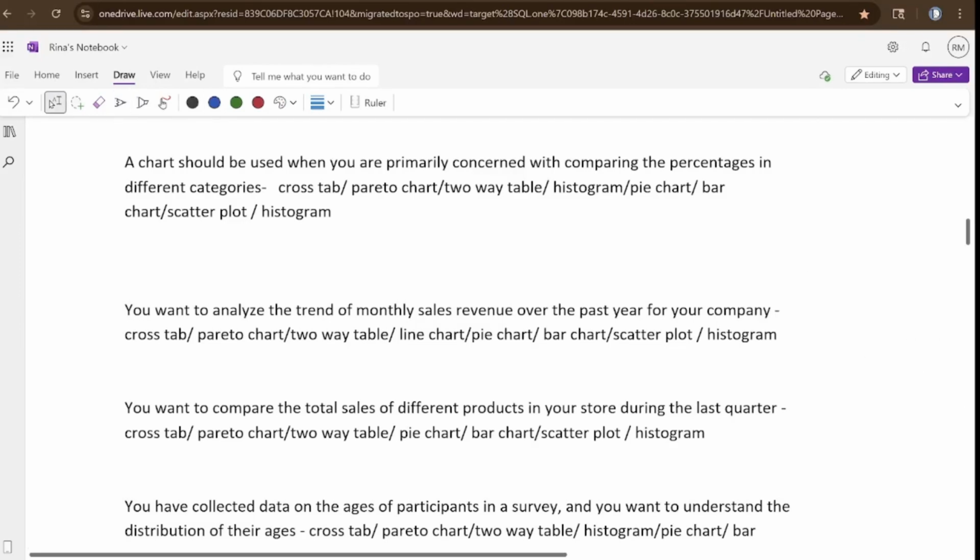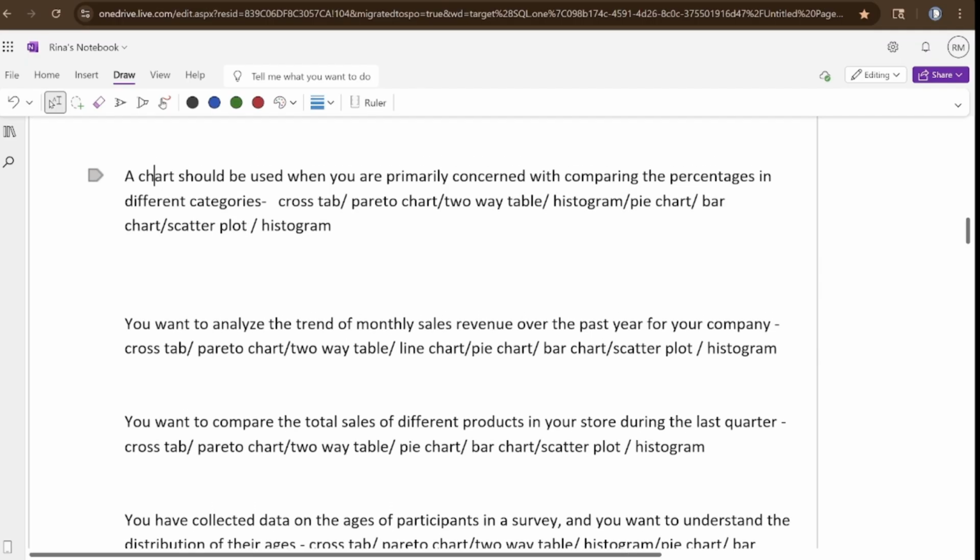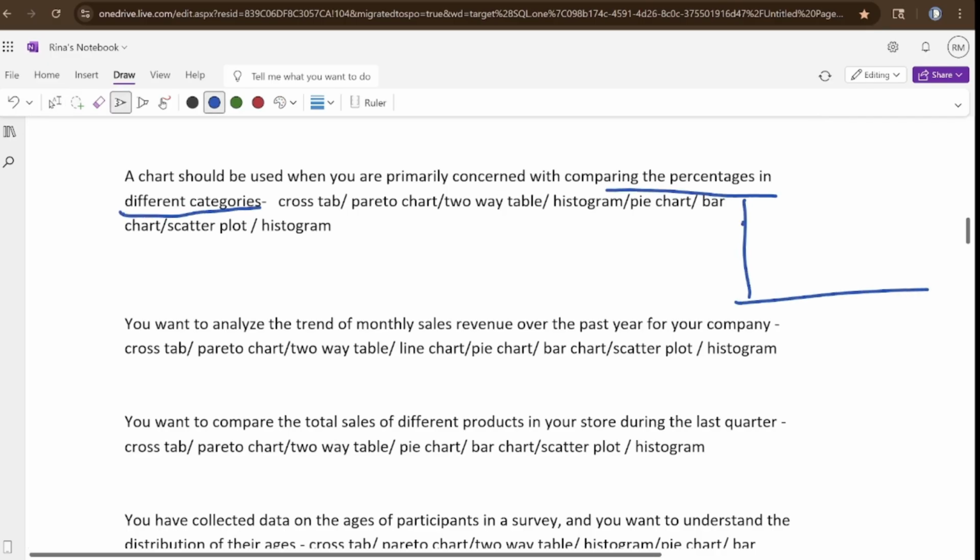So let's continue our MCQ series on statistics and we are doing questions from charts and graphs. Okay, so let's start our first question. A chart that should be used when you are primarily concerned with comparing the percentages in different categories. So you have to plot different categories and you have to compare their percentages.